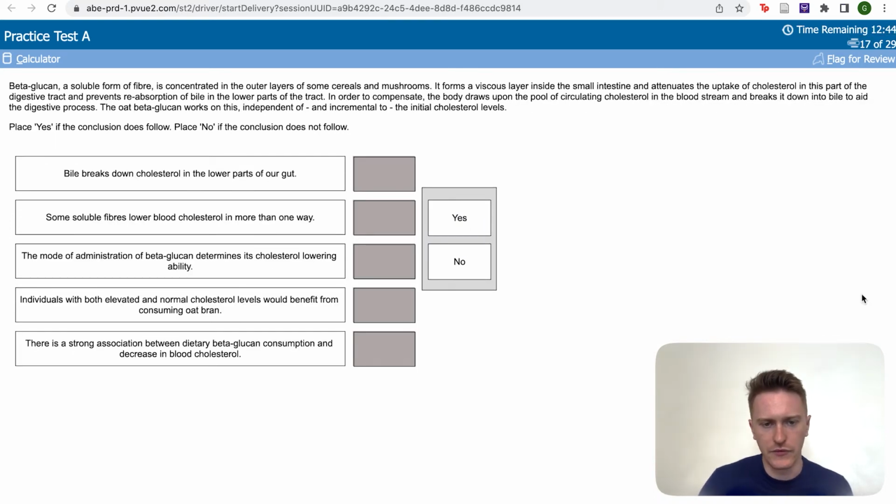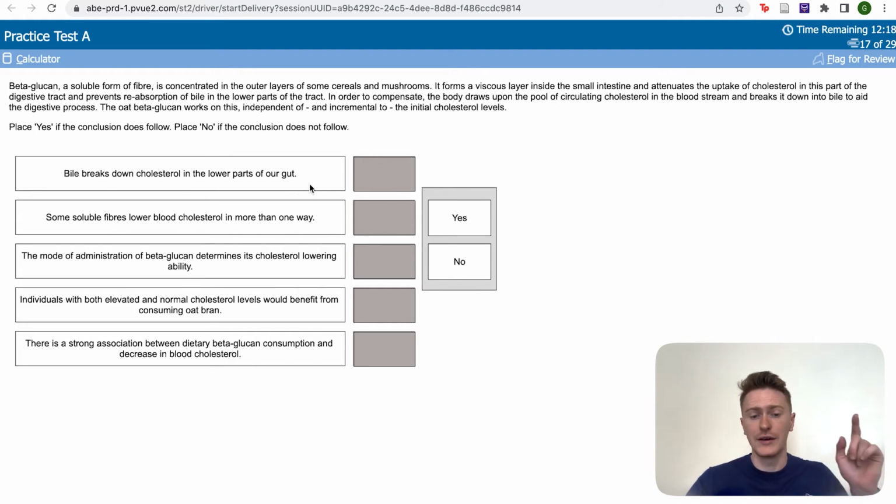Okay, now we've got some information about beta-glucan. Viscous layer attenuates uptake of cholesterol, prevents reabsorption of bile, okay? And then the body draws from cholesterol, breaks it down to digestive. Okay, great. So it's both blocking uptake of cholesterol and also causing it to break down more. Fine. Bile breaks down cholesterol in the lower parts of our gut. Well, no, it's the cholesterol that is broken down into bile, not the other way around, so that doesn't follow.